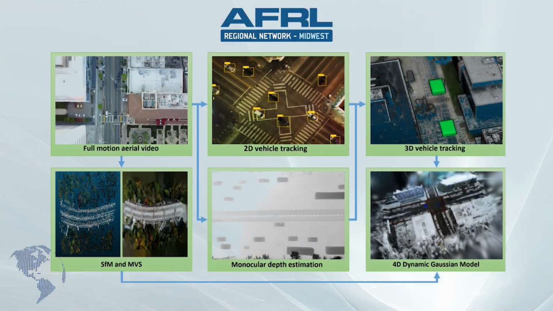Since the start of the project, we've made great progress in validating the possibility of constructing and rendering dynamic Gaussian ellipsoids of the scene by using only video frames from the drone. Given an input full motion video, we have developed a process that combines 2D and 3D vehicle tracking and 3D reconstruction techniques to construct a 4D dynamic Gaussian splatting field. The reason why we call it 4D is because it allows the users to freely navigate the scene while at the same time observing the moving objects.